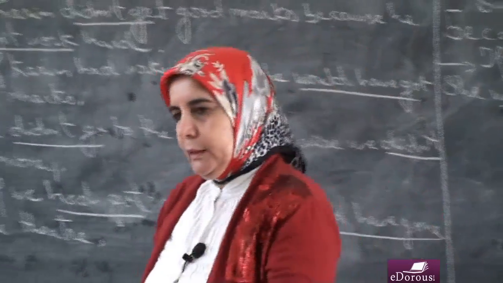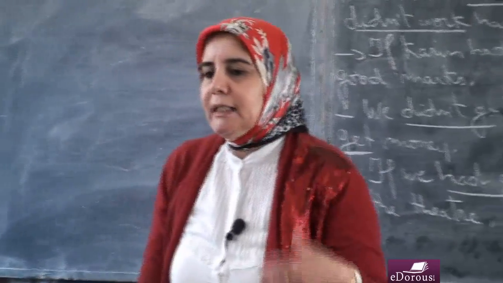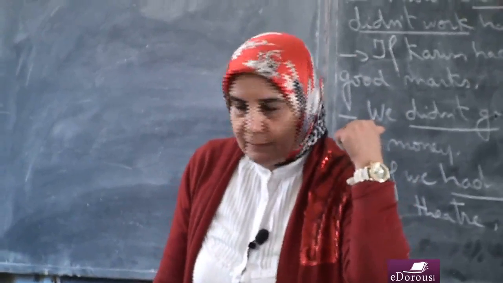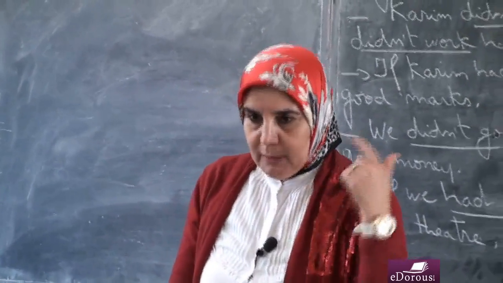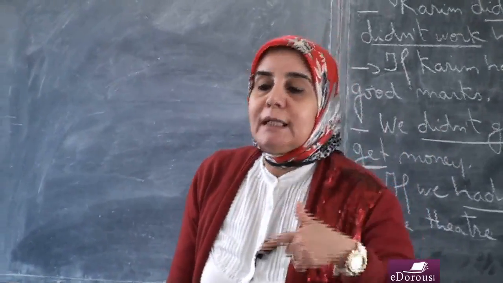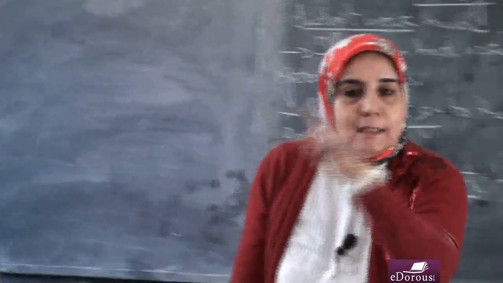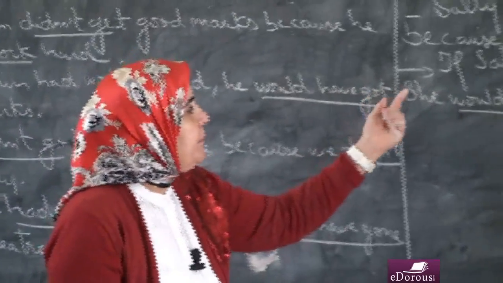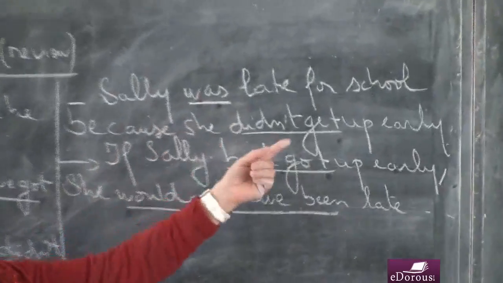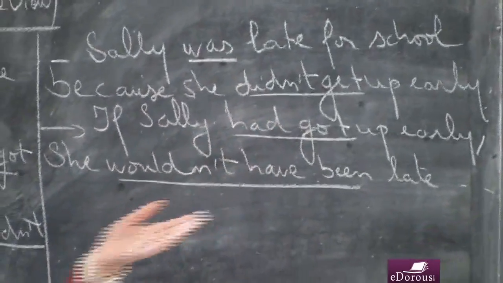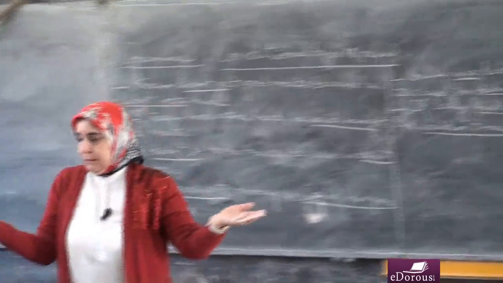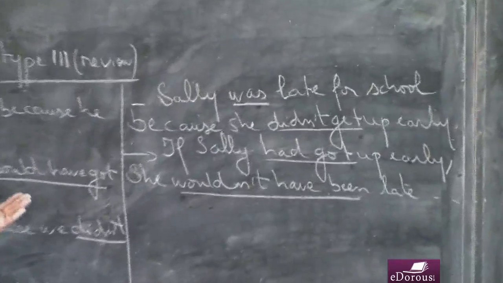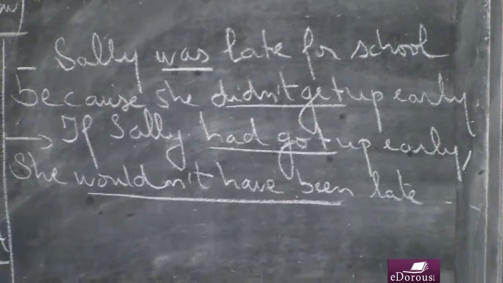So, conditional type 3 is used to express conditions or things that didn't happen in the past. For instance, Sally was late because she didn't get up early. So it didn't happen. She didn't get up early, so she was late for school. If she had got up early, she wouldn't have been late for school.